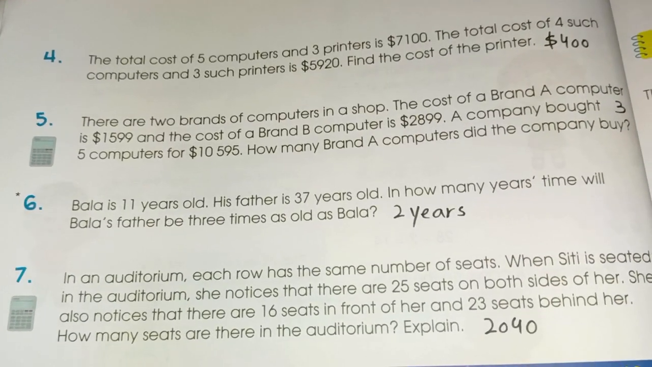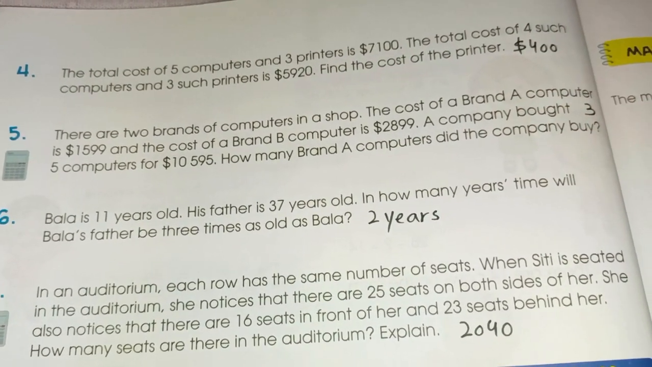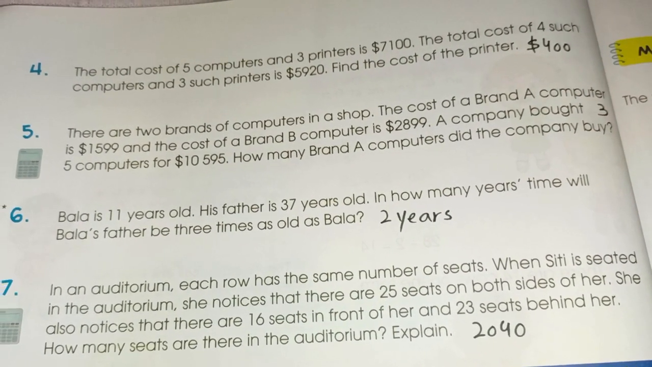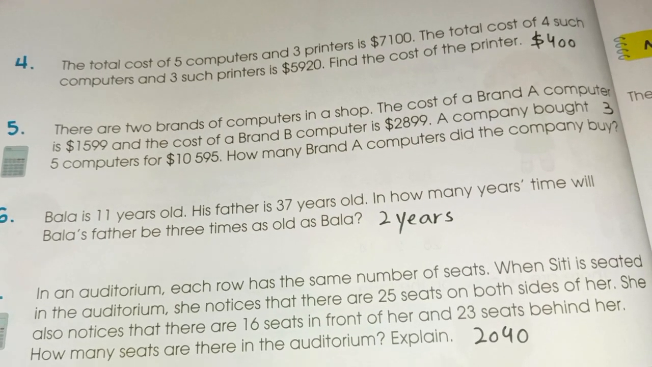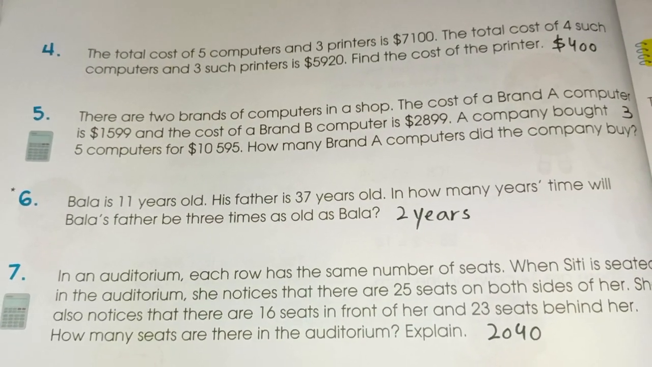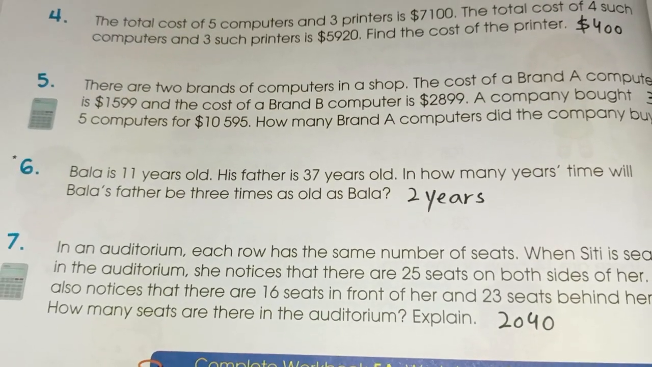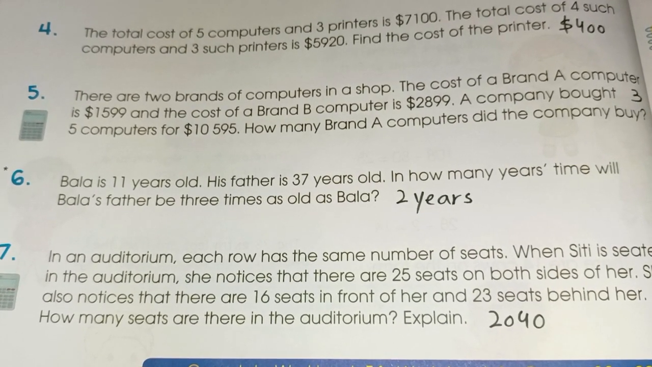Question number 5. There are 2 brands of computer in a shop. The cost of brand A is $1,599 and the cost of brand B is $2,899. A company bought 5 computers for $10,595. How many brand A computers did the company buy? So let's see the solution.